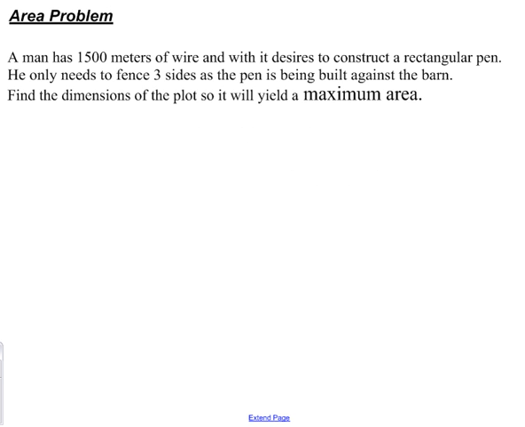So important parts. A man has 1,500 meters of wire. He's going to construct a rectangular pen. He only needs to fence 3 sides because it's being built up against a barn. Find the dimensions of the plot that will yield a maximum area. Okay, so let's draw a diagram after underlining important parts.